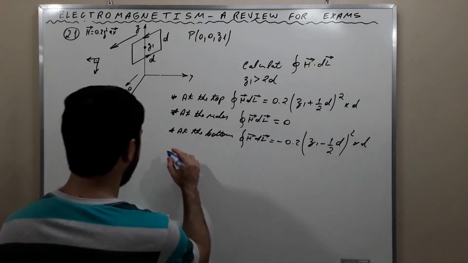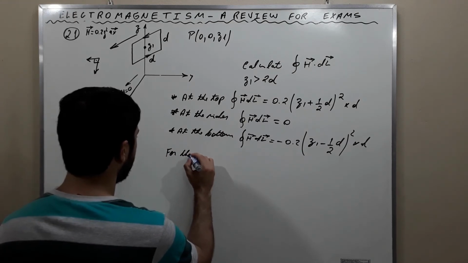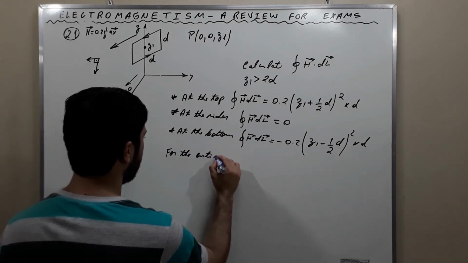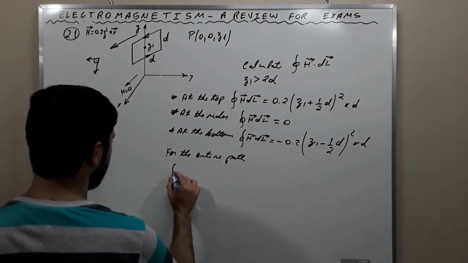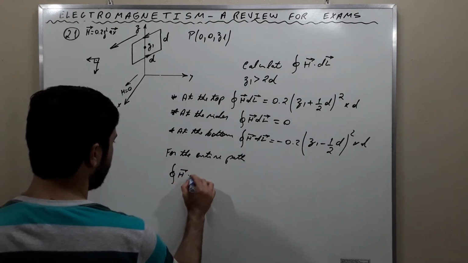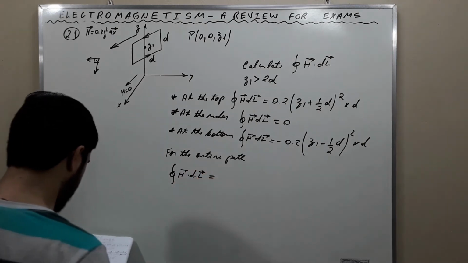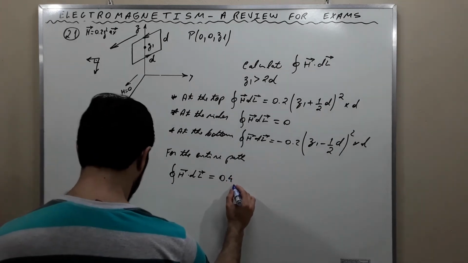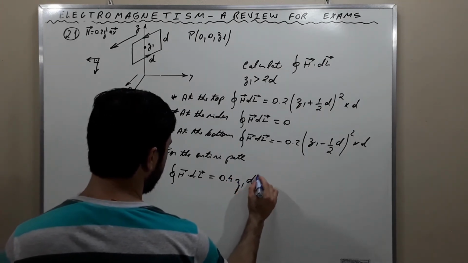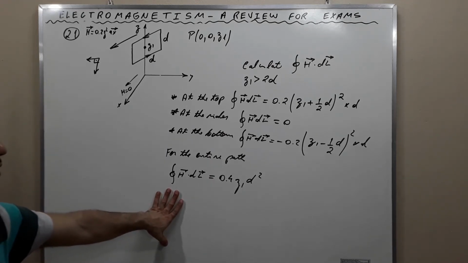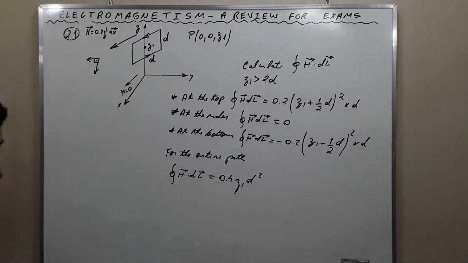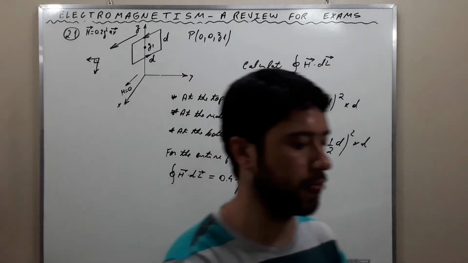Okay, for the entire path, this line integral here becomes 0.4 z1 d squared. Okay, this is what the exercise wanted us to calculate, and this is the solution of exercise 21. Let's go to exercise 22.